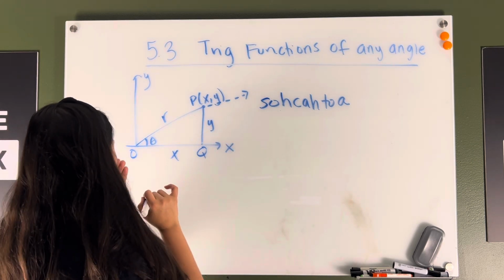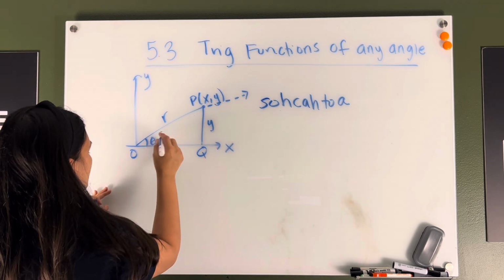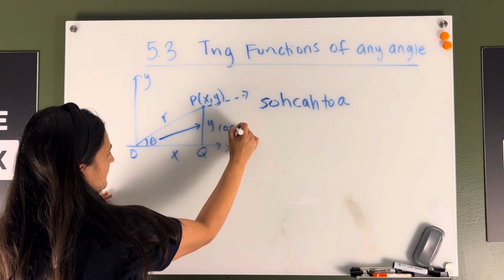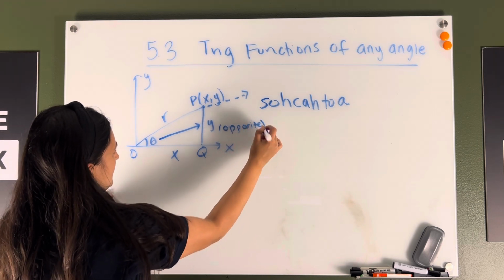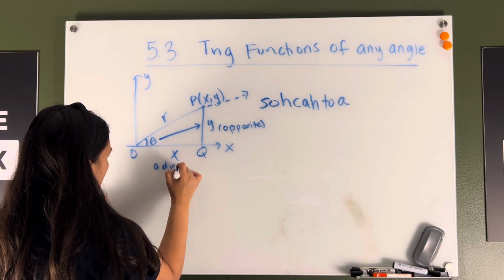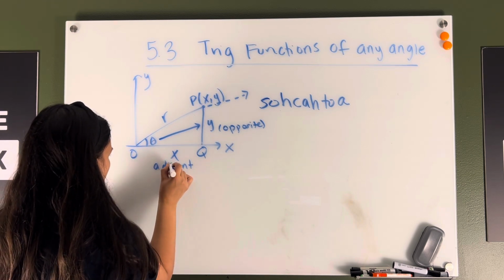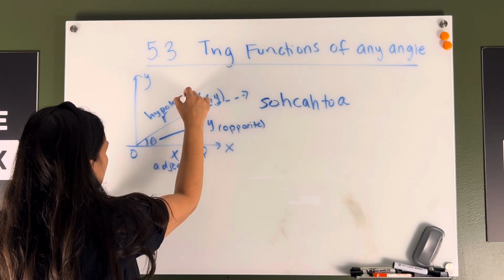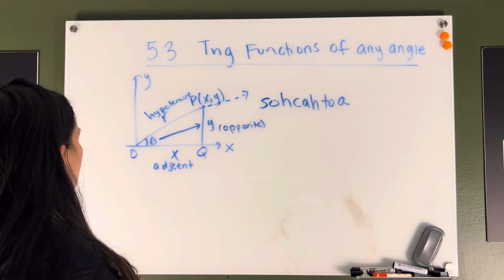So here, just to practice, we have this angle, right? And then we look across from it, and that would be the opposite side. Then the side closest to the angle is the adjacent side. And then of course we all know what the hypotenuse is, right? It's the diagonal side of the right triangle.